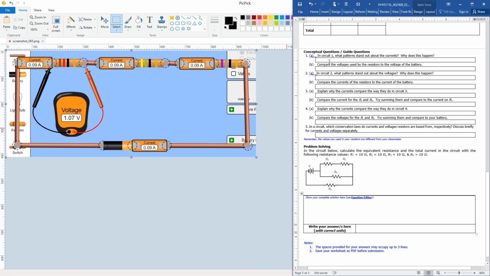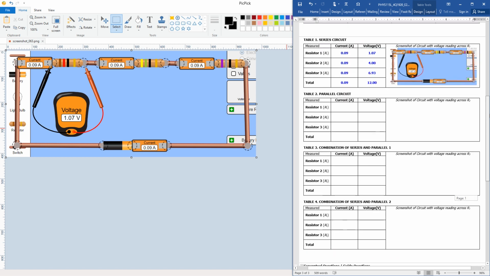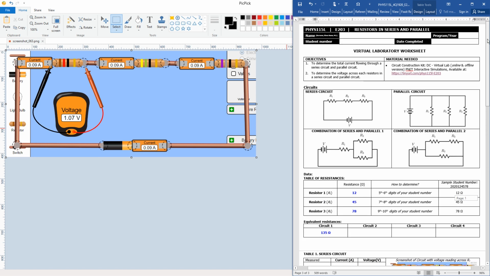Again, as I mentioned before, for the conceptual questions, you may answer in the spaces provided, and they may occupy up to 3 lines. Again, save your worksheet as a PDF before submission. Okay, so that ends the demonstration for resistors in series and parallel.